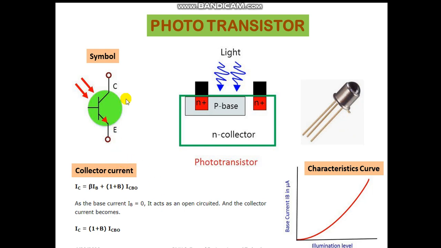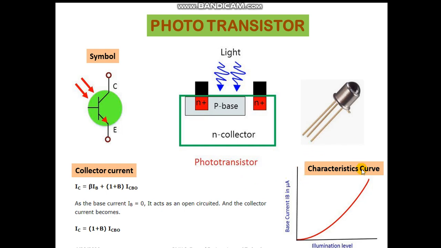The collector current for this phototransistor will be IC equals beta IB plus (1 plus beta) ICBO. ICBO is the reverse saturation current, where beta is the common emitter current gain. Once the base current is 0, the first term becomes almost 0, that is, IC equals (1 plus beta) ICBO.